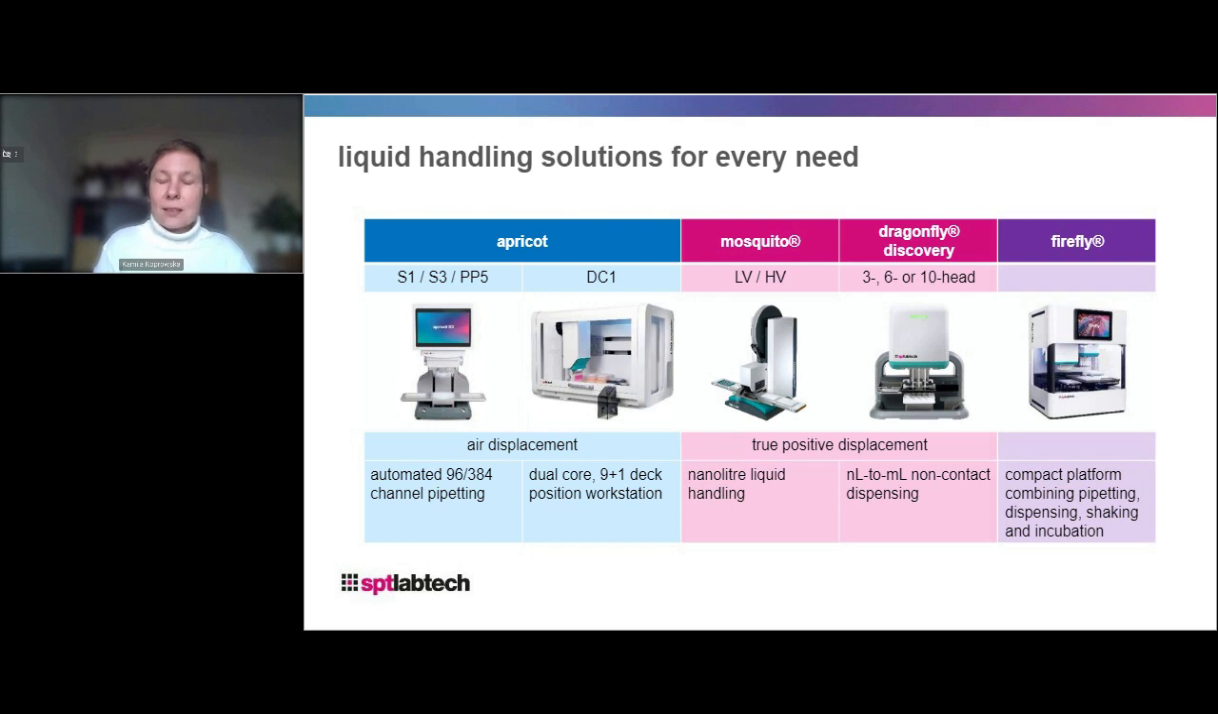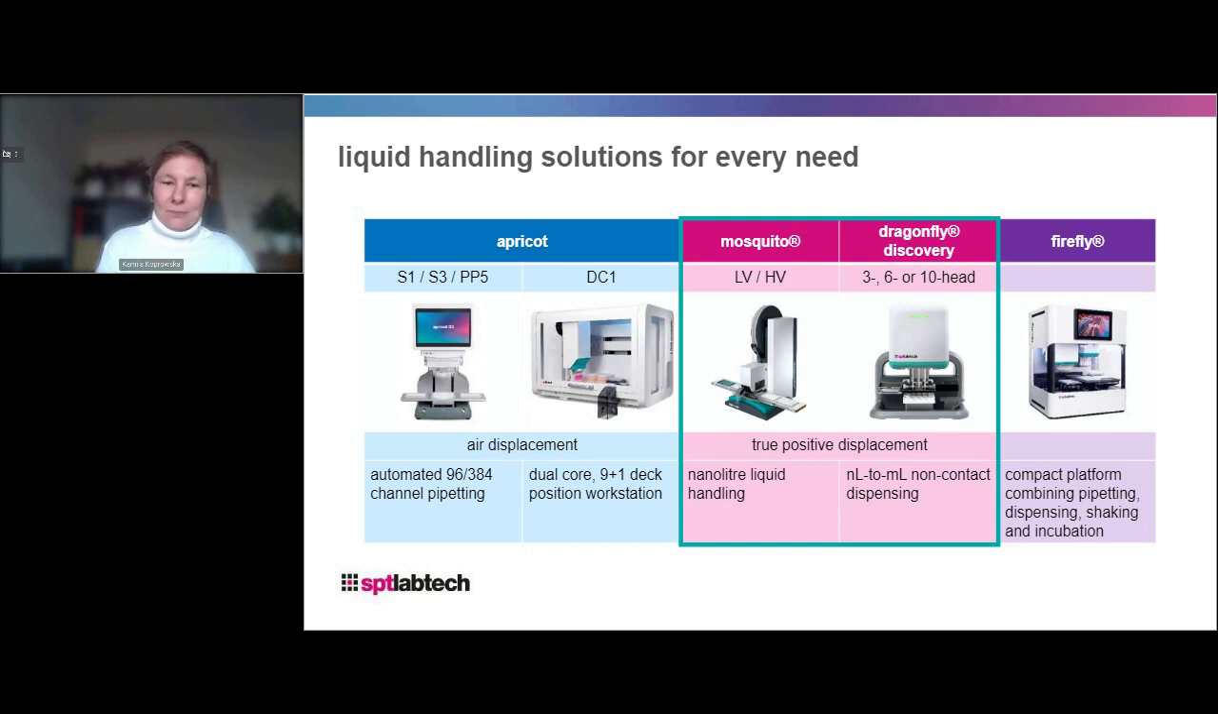And more recently, we launched Firefly, which is a compact platform that combines air displacement pipetting using up to 96 tips with non-contact dispensing, but also includes shaking and incubation options. Going forward, I will focus on Mosquito and Dragonfly.